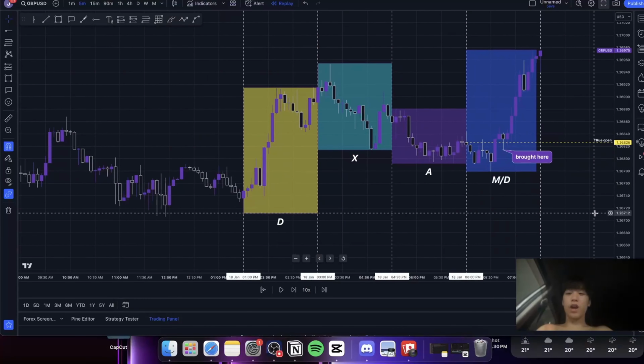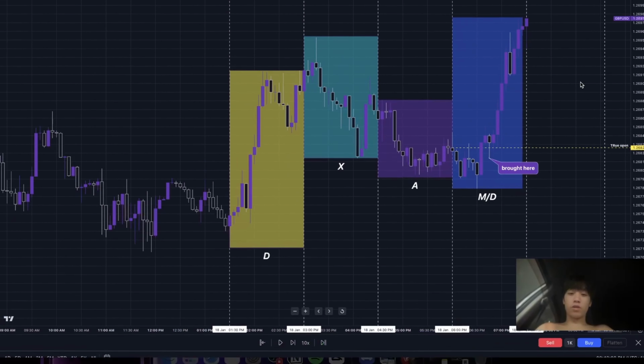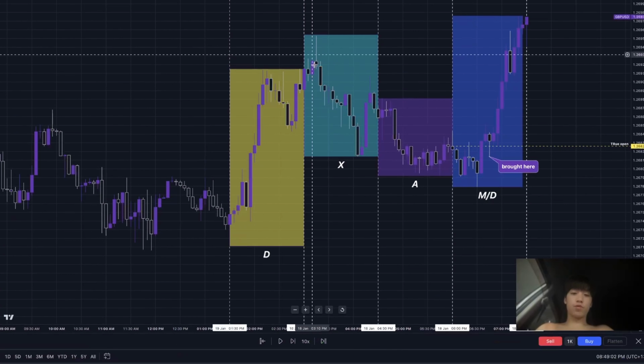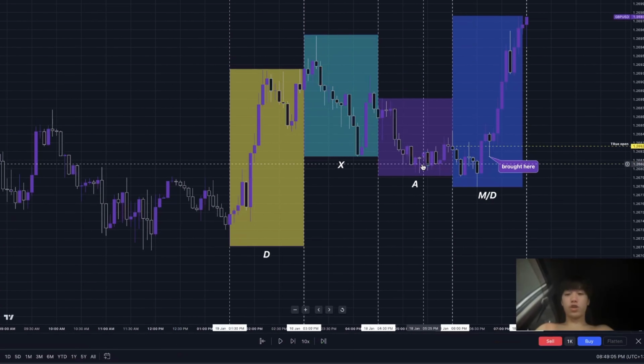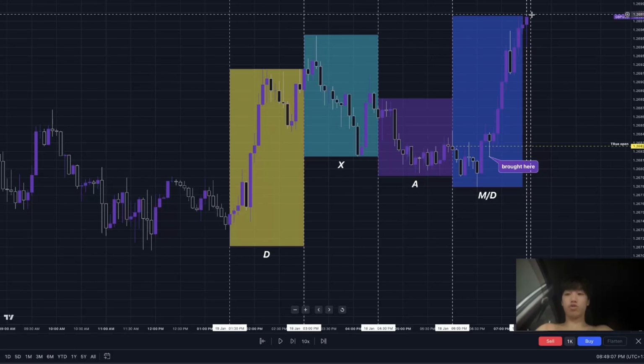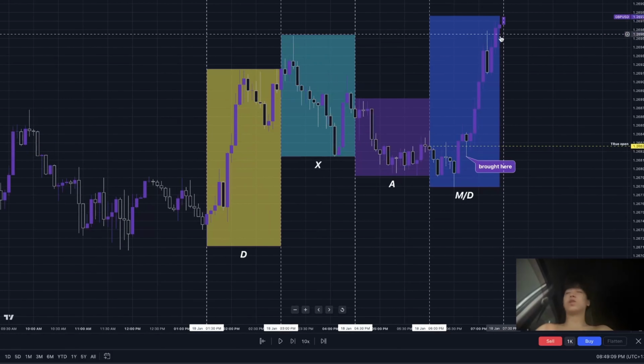Alright boys, let's just go over last night's trade. So using quarterly theory, we had distribution, reversal, accumulation, and then here was our manipulation slash distribution. And as you can see, we clearly had a big rally to the upside. Alright boys, this is our bias for the trade that we took today.